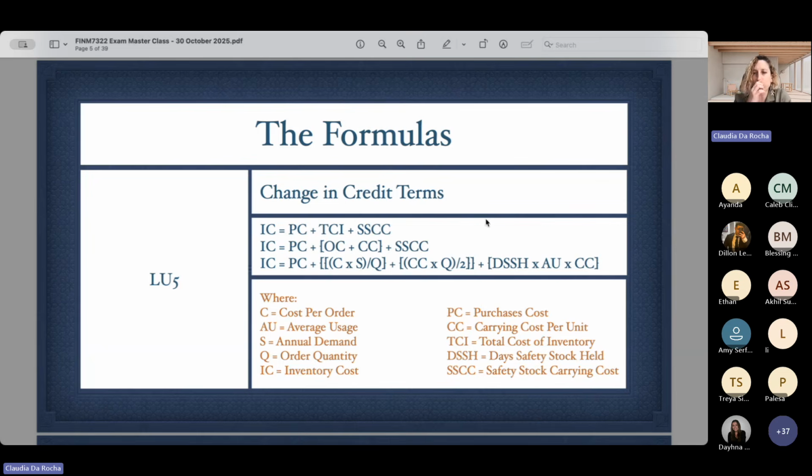Okay, so to explain this difference between the three, PC is the purchase cost. This is the total amount that you're paying to purchase the inventory items. TCI is the total cost of inventory. It's part of the EOQ, Economic Order Quantity principles, where they're saying that the total cost of inventory has to do with your ordering cost and your carrying cost. And then the third one is for safety stock. It's your safety stock carrying cost. So the principle is that when you have safety stock, there is a carrying cost because you keep it in your warehouse for a certain amount of time, and therefore you should be taking that into account because you're incurring costs by holding that inventory.